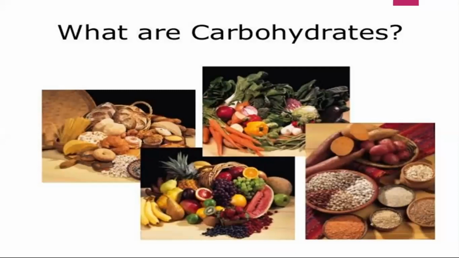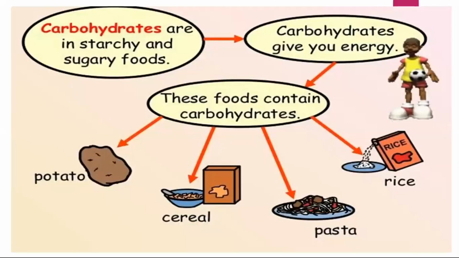Carbohydrates are the first type of nutrients which provide us energy. So their main function is to provide our body energy. Well, the most important types of carbohydrates we are going to study in the next slide. Some carbohydrates are in starchy and sugary form. Like in a few food samples, sugar is present, and in a few food samples, starch is present. So carbohydrates give you energy. What children, it gives you? Energy. These foods contain carbohydrates: potato, cereal, pasta, rice, etc.